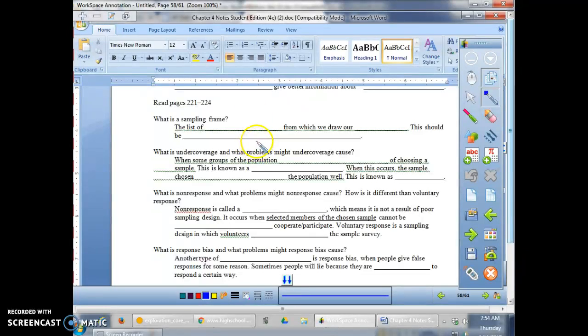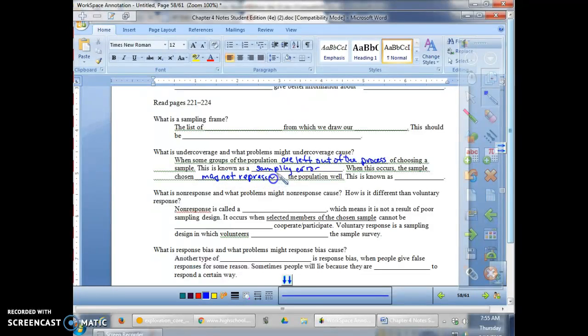Undercoverage is when some groups of the population are left out of the process of choosing a sample. This is known as a sampling error. So sampling errors occur when there's a mistake made in the actual creation of the sample. When this occurs, the sample chosen may not represent the population well. And this would be known as bias. And bias results for a lot of different reasons. This is not the only one.